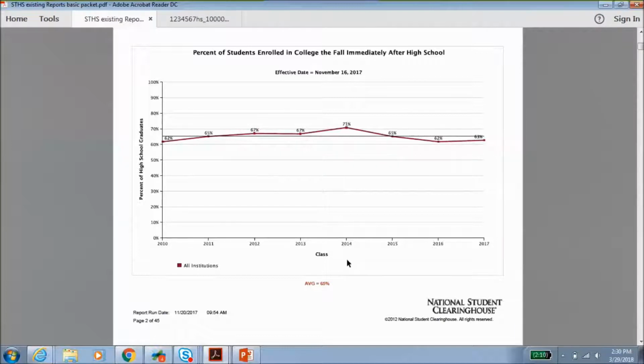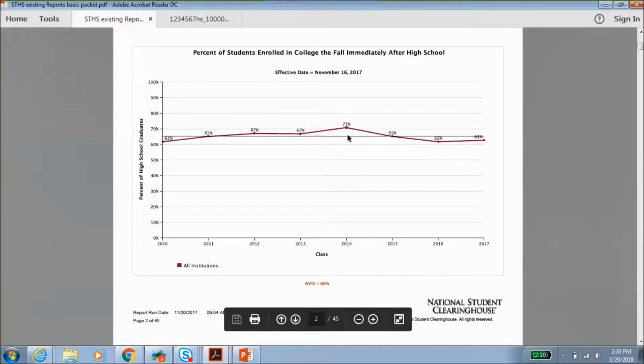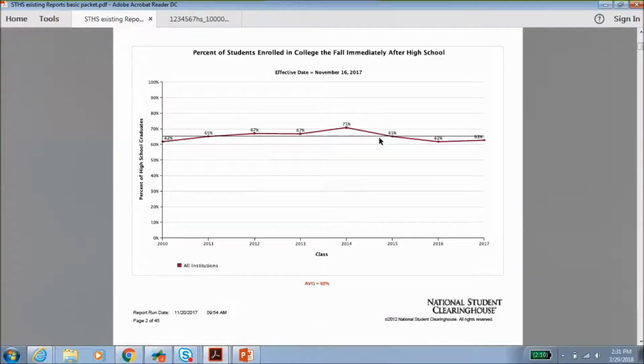And an example here is you see in 2014 we have a bit of an increase. It went up to 71%, then it went back down. This may be something you want to think about at your institution. Were there any changes made for the high school graduating class of 2014? Maybe it was something that started even their freshman year. We're not able to tell you, but we give it to you so that you could do some investigation on your side.